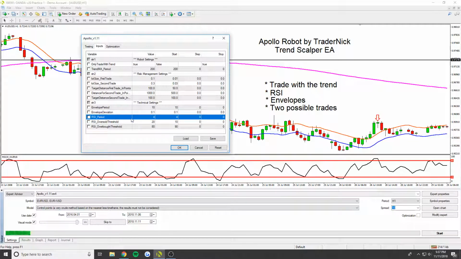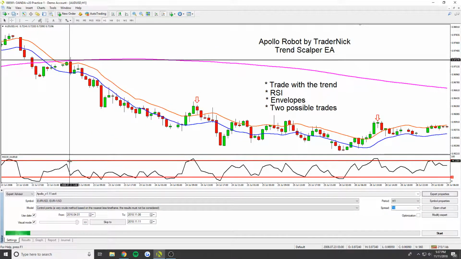And the RSI period is going to be set to 4. And the RSI oversold threshold is 20. And the overbought threshold is 80. So what this means is that we are only going to take trades if the oversold threshold has been met or the overbought threshold has been met. So right here, you can see this is our red line here is our 80, meaning overbought.